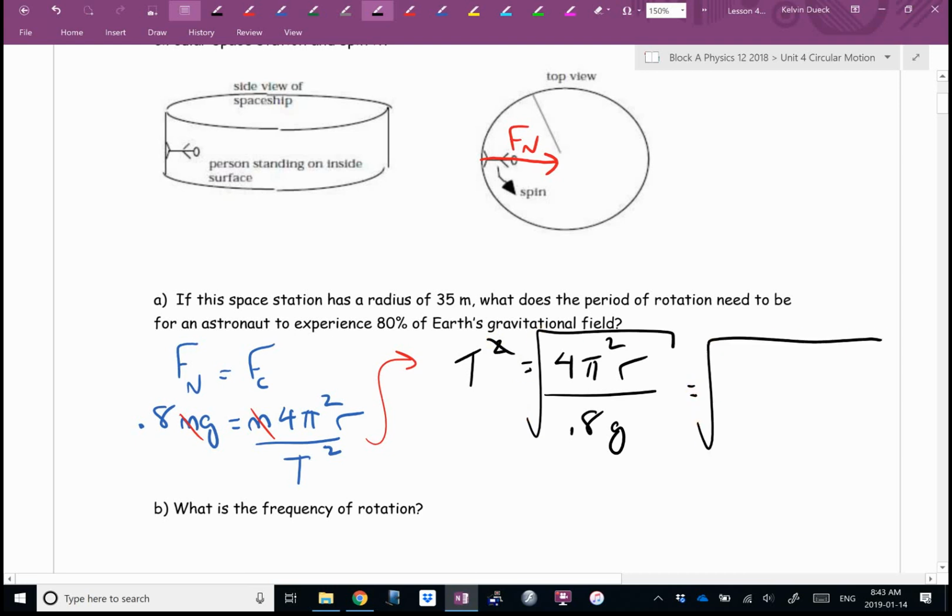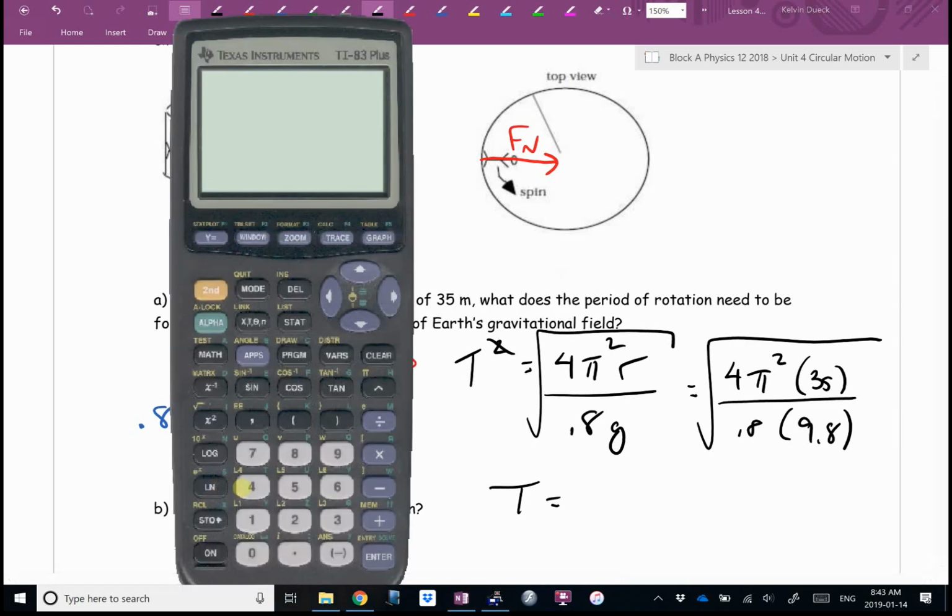So it's going to be 4 pi squared. What's the radius? 35 meters. Divided by 0.8 times 9.8. How many seconds should it take for this space station to rotate? Because that's what the period is. What do you get? I get 13.3 seconds. 13.275, so 13.3.